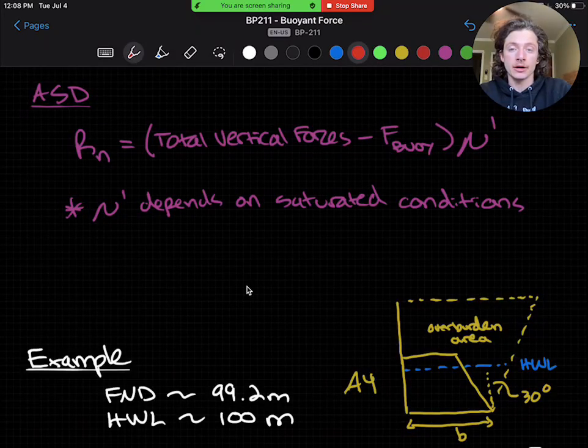Now in this video, I'm going to go through a quick example of how we may apply our buoyant forces here. So let's say our foundation elevation is 99.2 meters, our high water line is at 100 meters, and we're using an abutment with an A4 anchor. As shown in the little diagram here, our overburden area and where the high water line might fall along that.